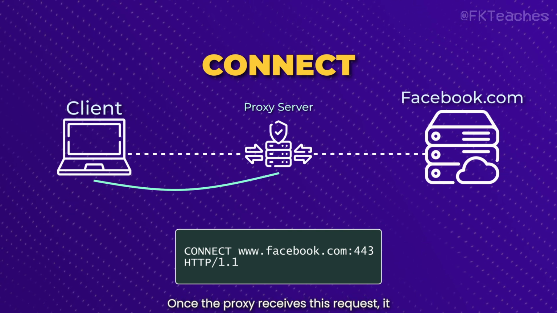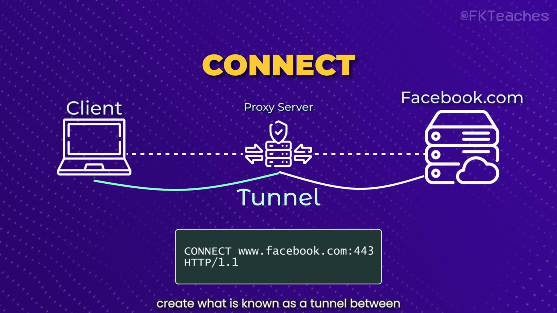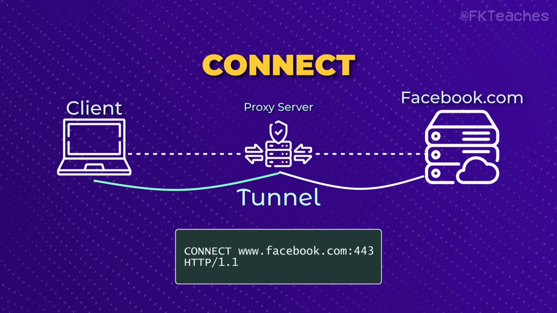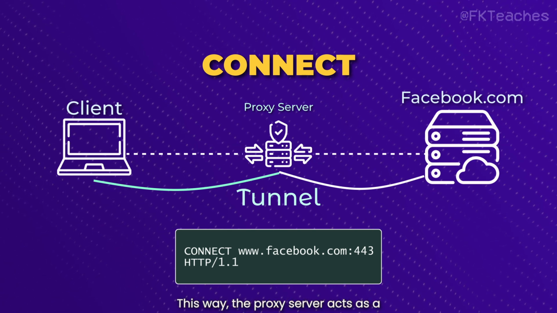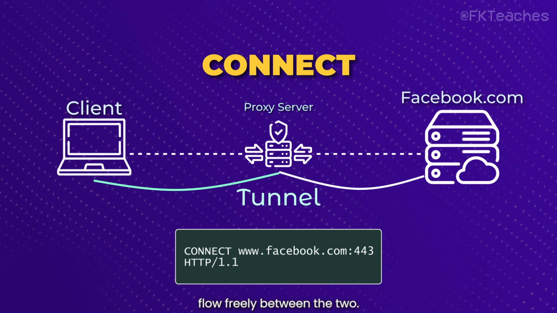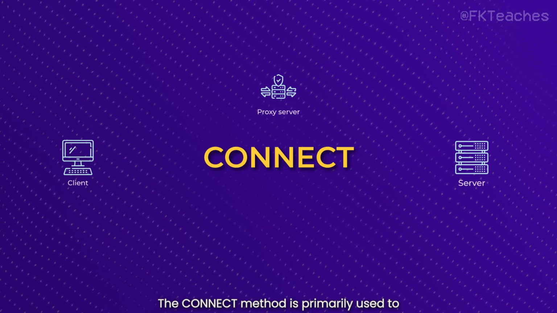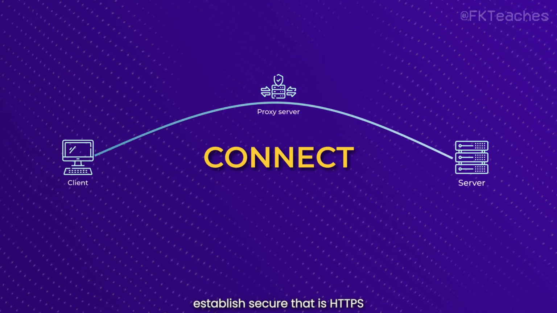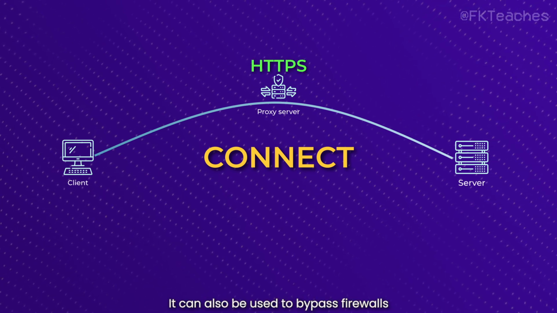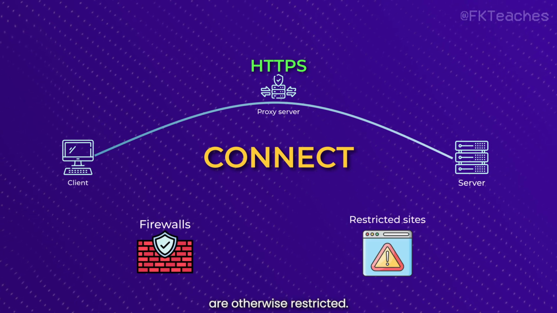Once the proxy receives this request, it will then connect to the destination server and create what is known as a tunnel between the client and the destination server. This way, the proxy server acts as a bridge between the two entities and allows data to flow freely between the two. Pretty cool, right? The CONNECT method is primarily used to establish secure, that is HTTPS, connections through a proxy server. It can also be used to bypass firewalls or access websites that are otherwise restricted.